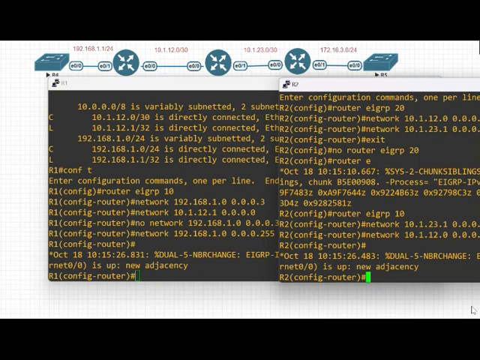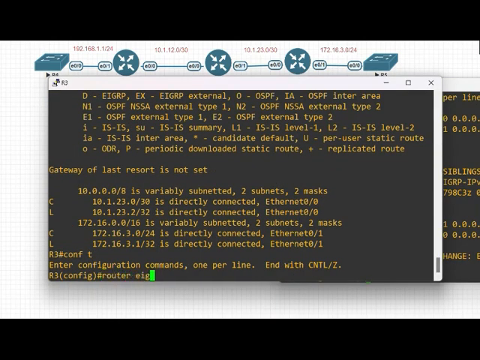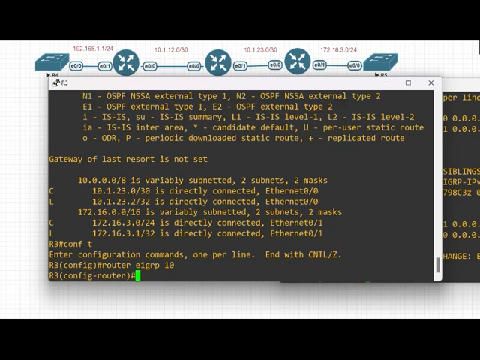Okay, let's do router 3 as well. This time, I know that the AS number needs to match, and I'm going to do the quad 0 for both interfaces.